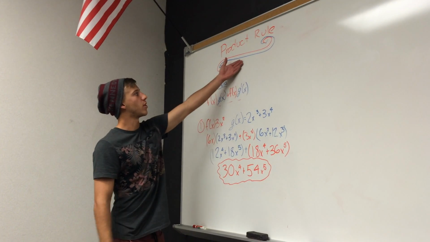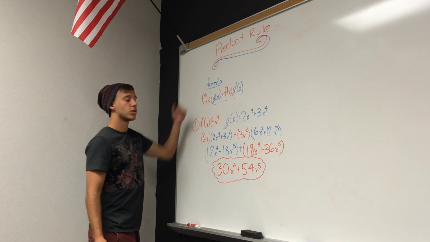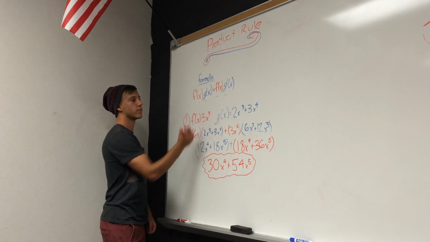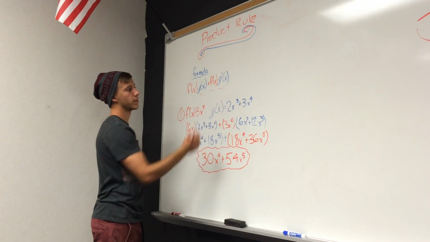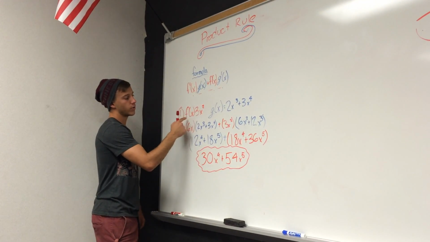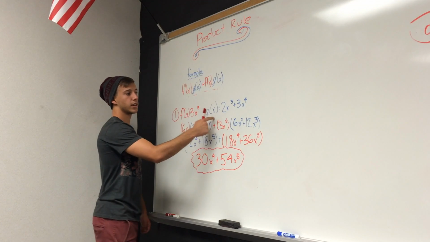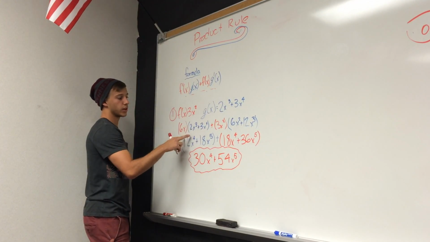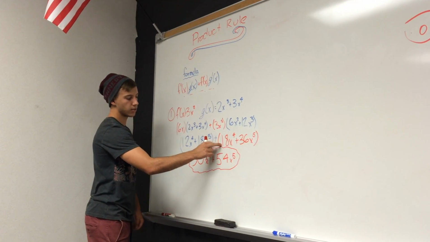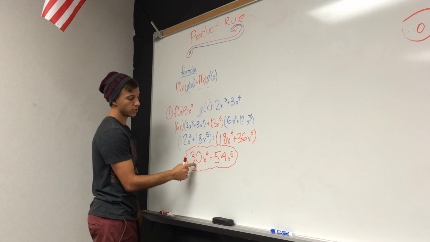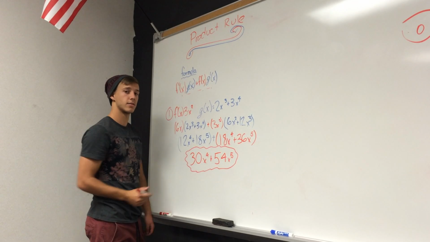Alright, so here we have the product rule. This is the formula. So basically it's the derivative of the first term times the second term plus the first term times the derivative of the second term. Now here we have the two terms which are f of x and g of x. So we simply plug them into the formula right here and simplify and add these two together, and our final answer winds up being 30x to the 4th plus 54x to the 5th.